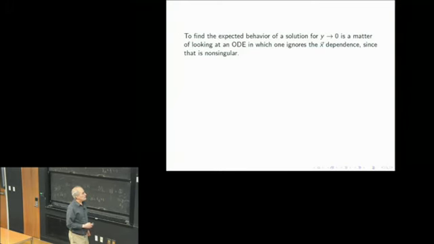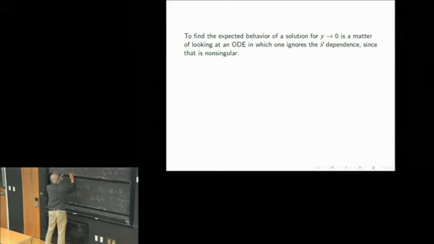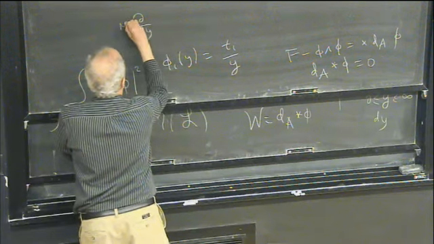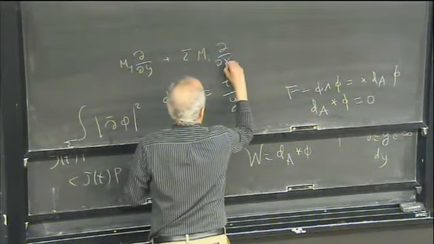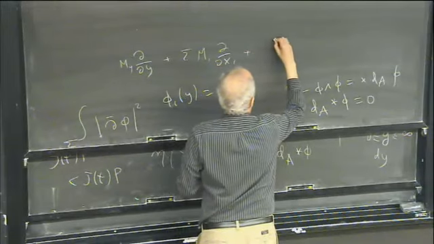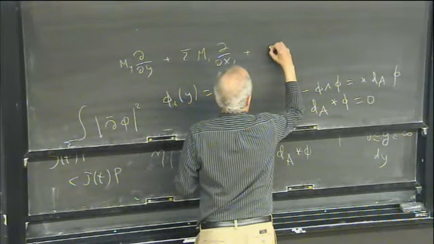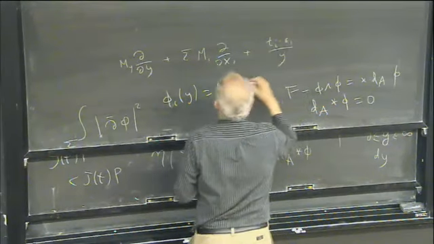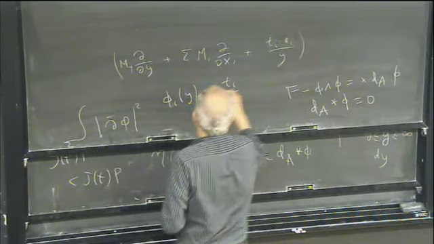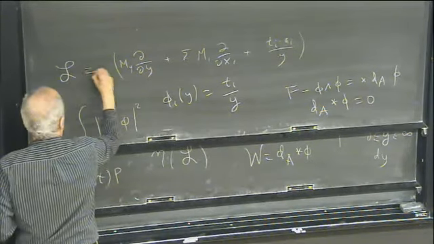Now, to find the expected behavior of a solution at 0 is a matter of looking at an ODE in which one ignores the x dependence, because that's non-singular. Our equation is schematically d by dy times 1 matrix plus something over y. Schematically, that's what our operator looks like when you linearize around the non-pole solution.